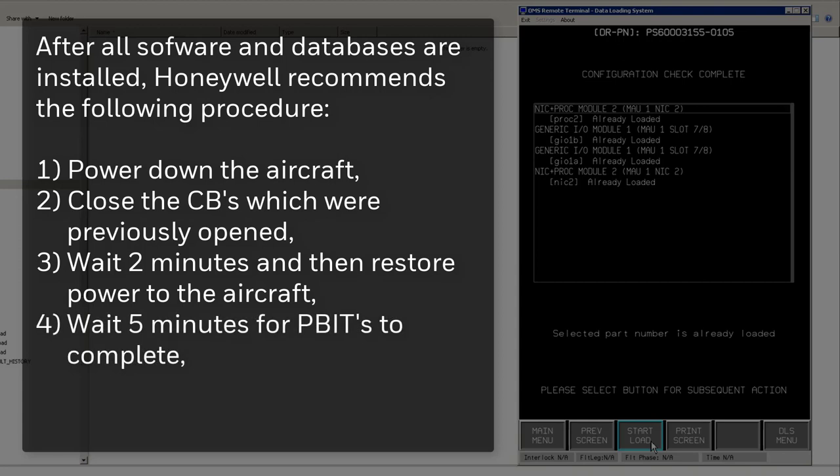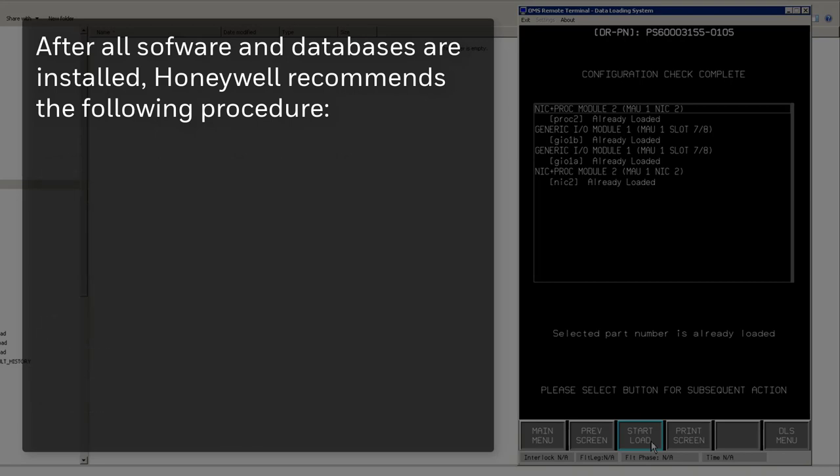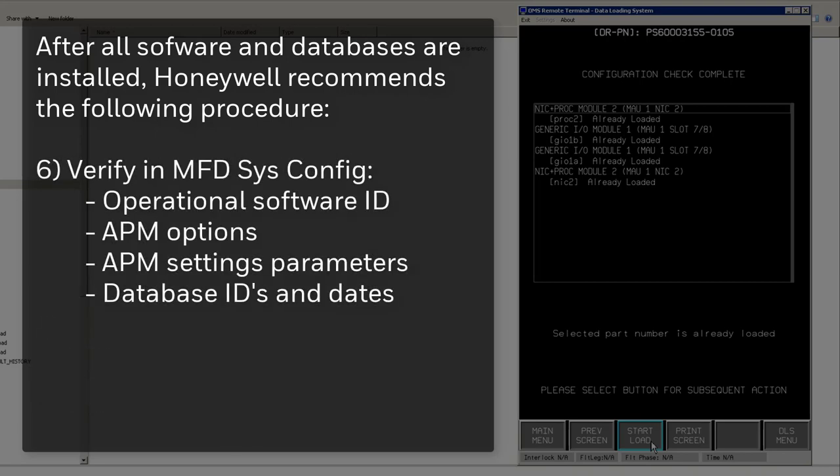Wait for approximately 5 minutes until all systems have performed their PBITs and the system is stabilized, and then check for CAS and maintenance messages. Verify that they are basically the same as you had seen prior to start. Other than that, you can check in the sysconfig pages on the MFDs the identification of the operational software, APM options, parameters of APM settings, and identification and valid dates of the databases installed.